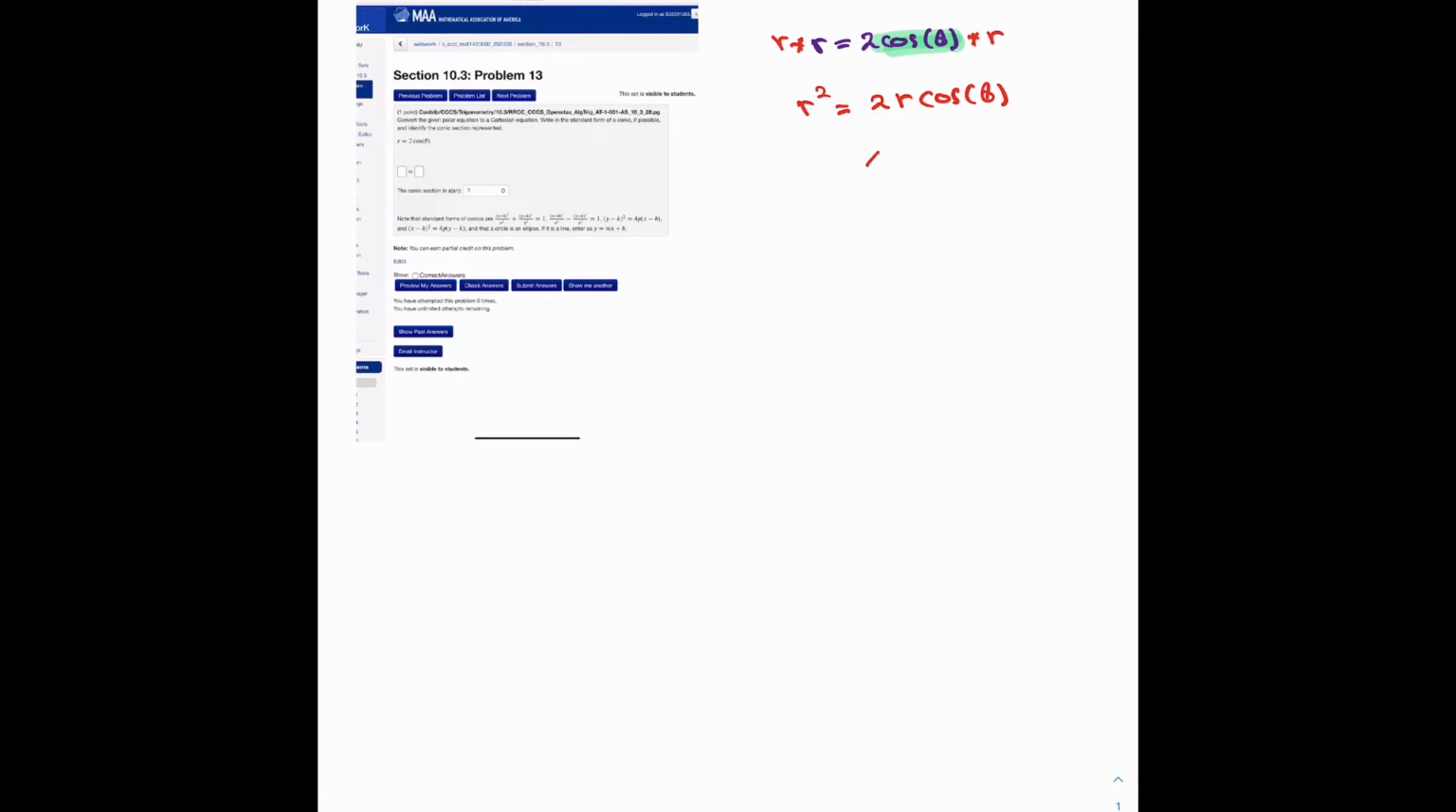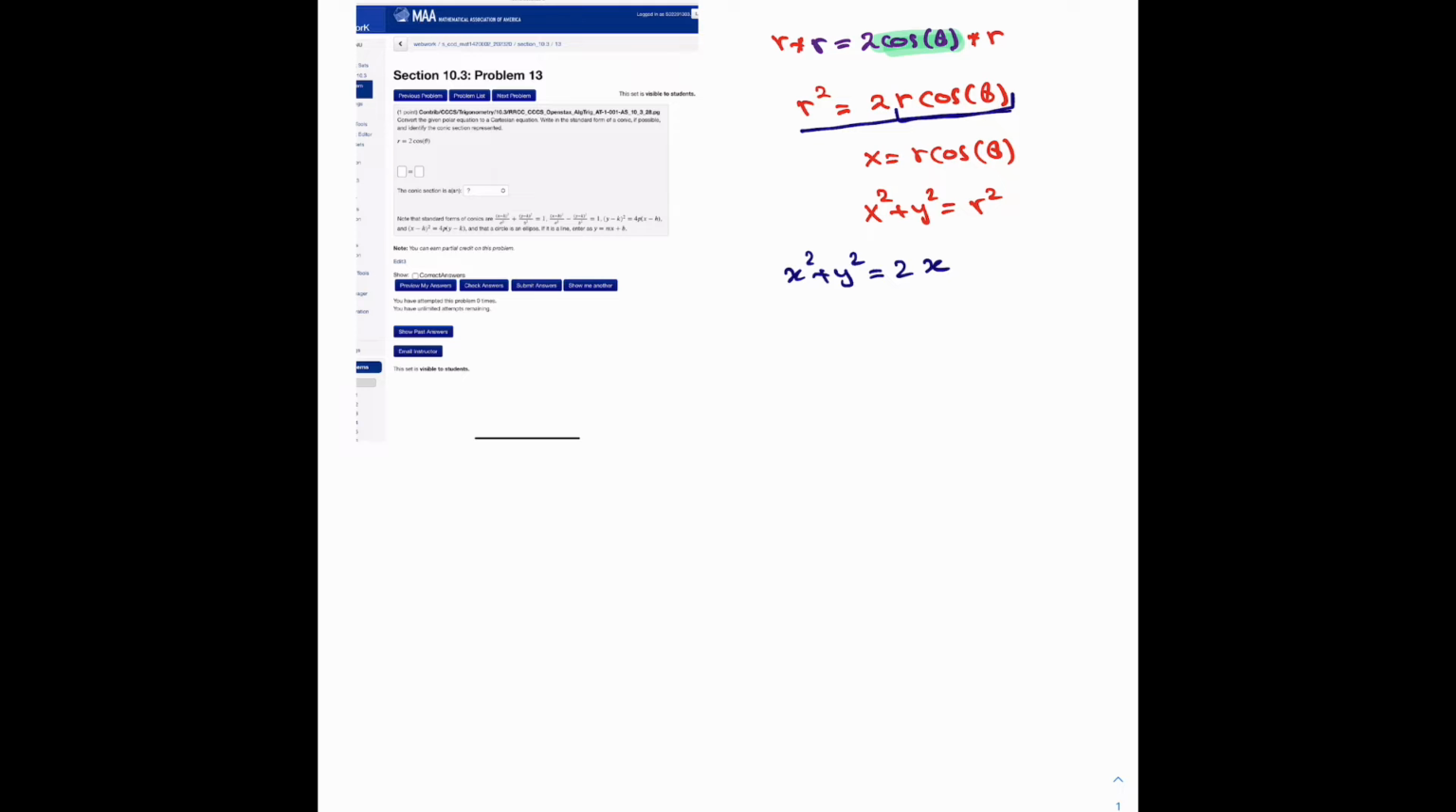We know that x is equal to r cosine theta, and we know that x squared plus y squared is equal to r squared. So with the replacement here, here's my equation, r squared is x squared plus y squared equals 2 times this side, which is x. Now this is a conic section. We need to make it into the standard form of the conic section.